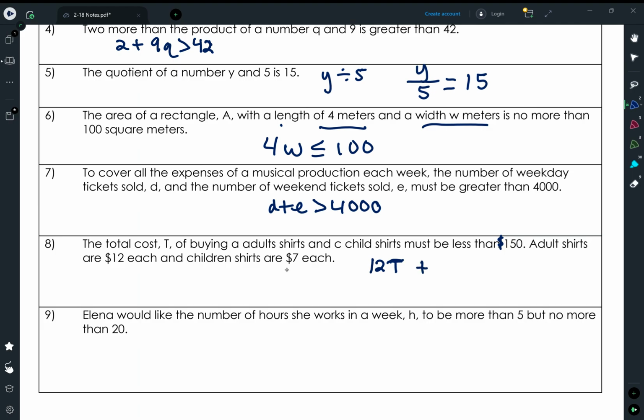And the children's shirts are $7 each. So that'll be 7 times C. And altogether this must be less than $150. So this last one's kind of interesting.